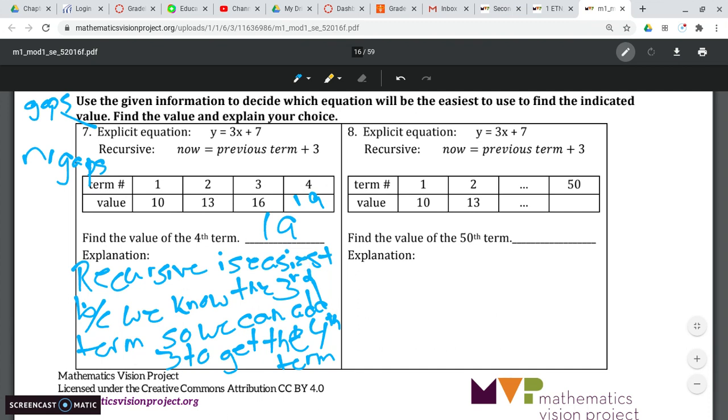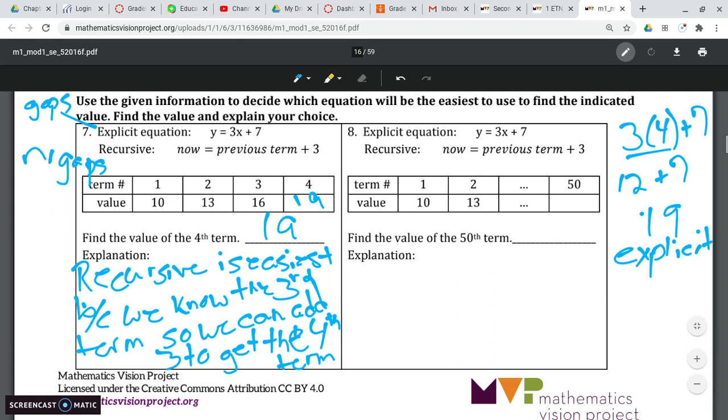So if we tested that out, I'm going to do it over here off to the side. 3 times 4 plus 7. 3 times 4 is 12 plus 7 equals 19. So we got the same answer both ways, but this is how you would do it using the explicit. And we'd only do that if there were gaps.